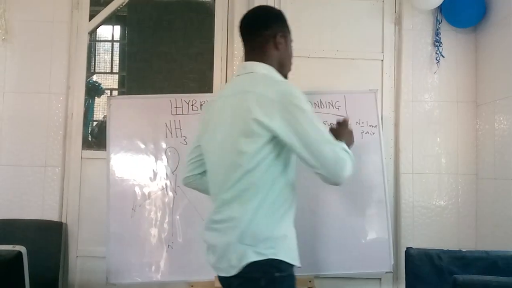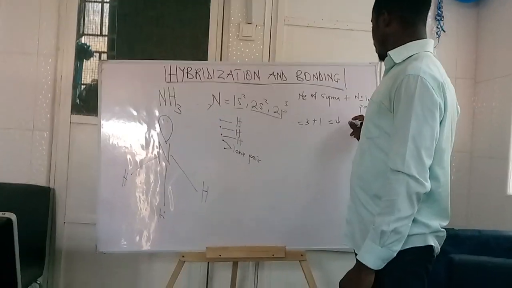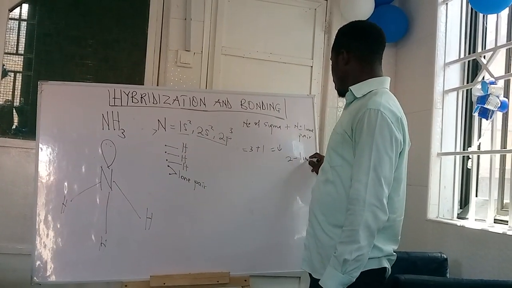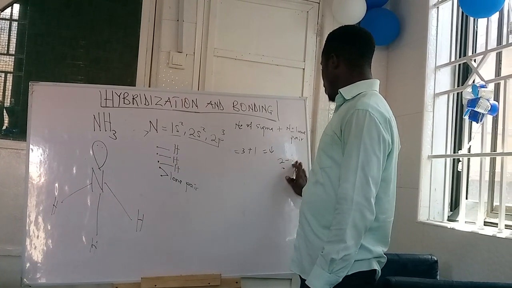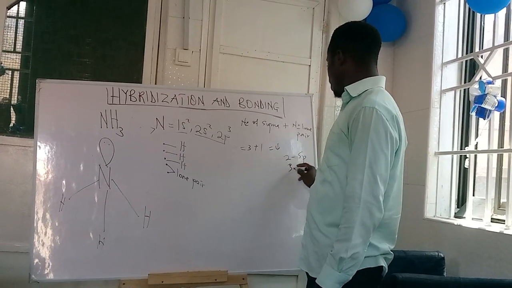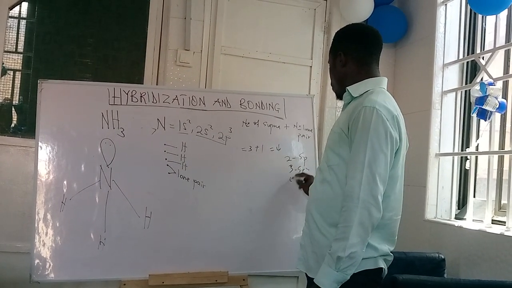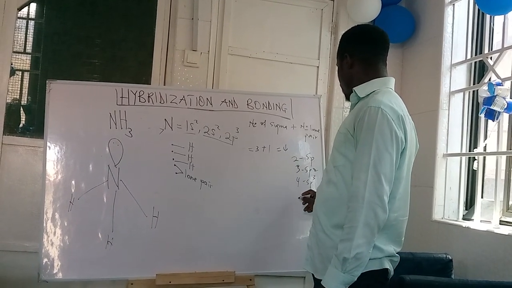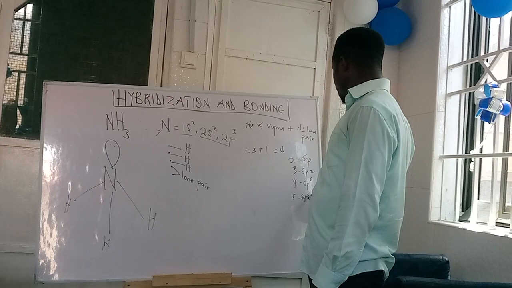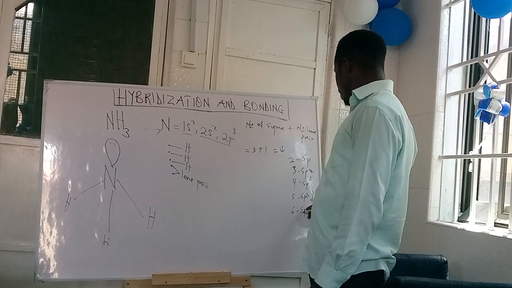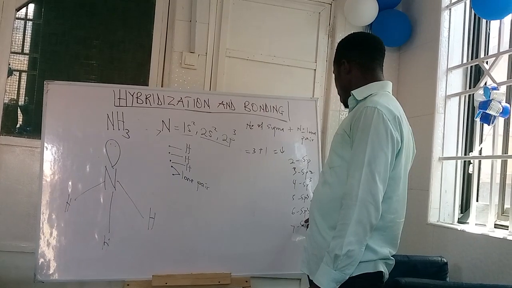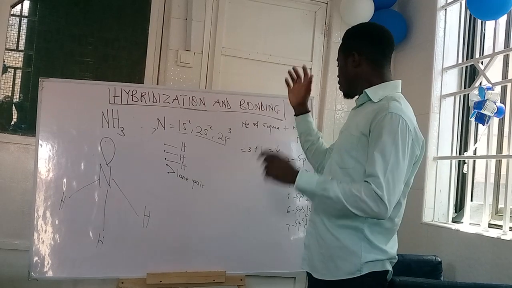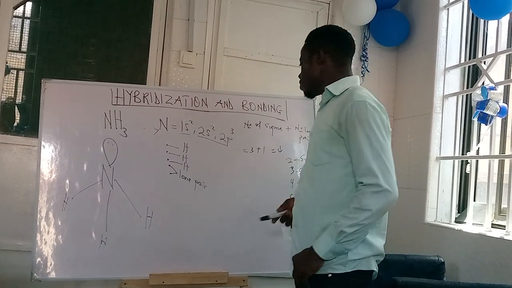Now let's look at this. We were able to talk about the various types of hybridization. Whenever you have the number of hybrid orbitals, we said that when you have 2, it is linear in shape, and the type of hybridization is sp hybridization. 3 is sp2, 4 is sp3, 5 is sp3d, 6 is sp3d2, 7 is sp3d3, in that order.